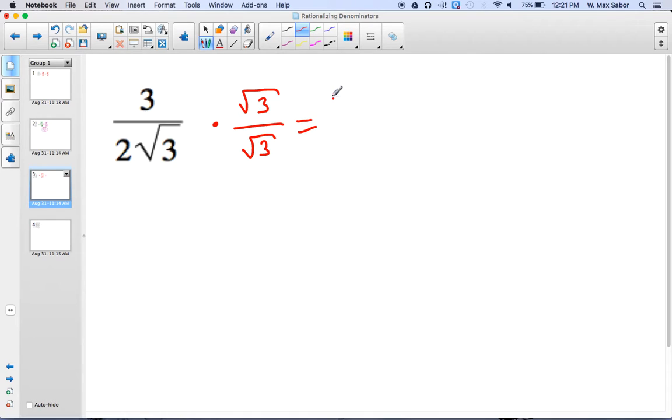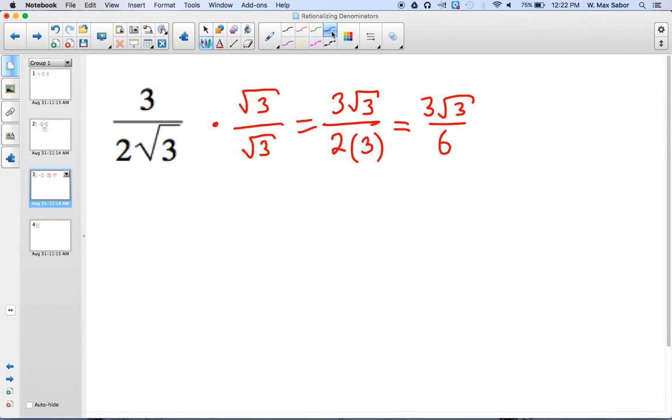And then we're left with 3 square roots of 3 over 2 square roots of 3 times square root of 3 is 2. I'm going to write it out the long way. Times square root of 3 times square root of 3 is 3. So this is 3 square roots of 3 over 6.